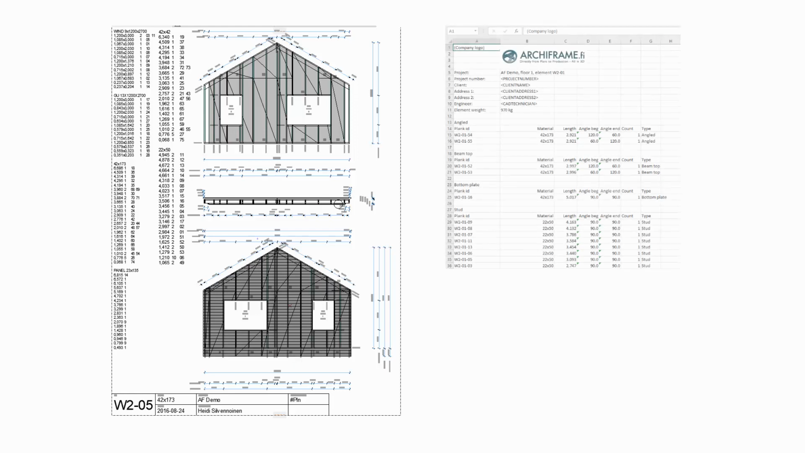A final update relating to listings is that ArchiFrame's own lists in the element drawings are now compatible with Excel. This is a new feature for Mac users.